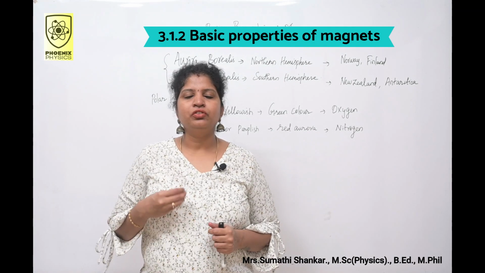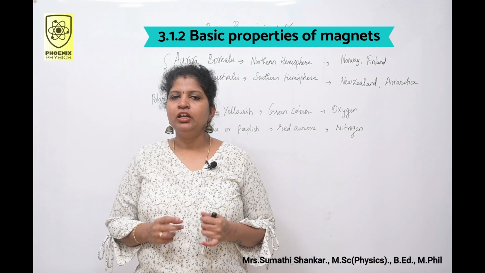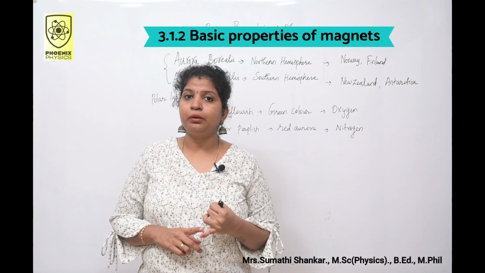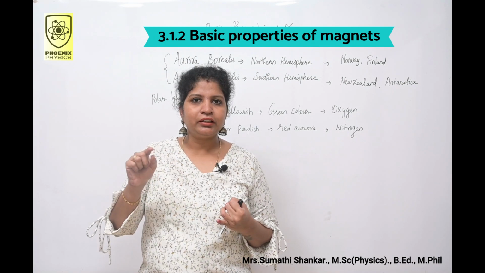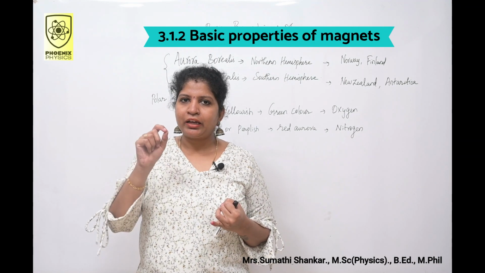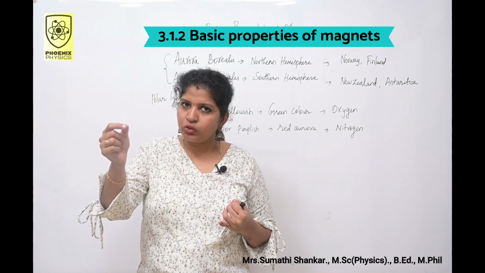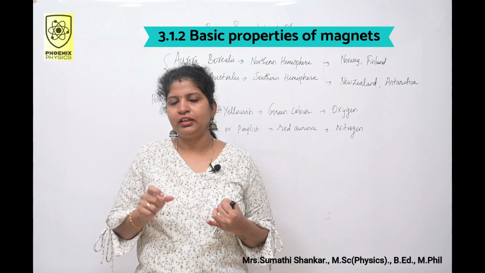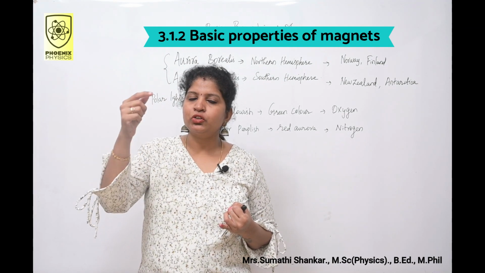In this class, we discussed about some of the basic properties of the magnet. First one is magnetic dipole moment. It is a vector quantity. It is denoted by the letter Pm vector. Magnetic dipole moment is defined as the product of its pole strength and magnetic length. SI unit of magnetic moment is ampere meter square.